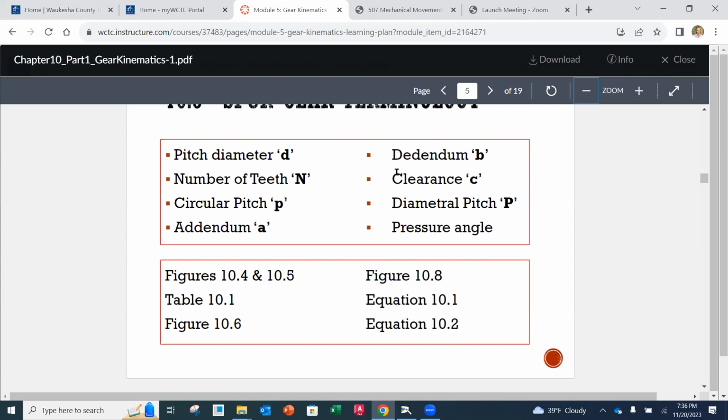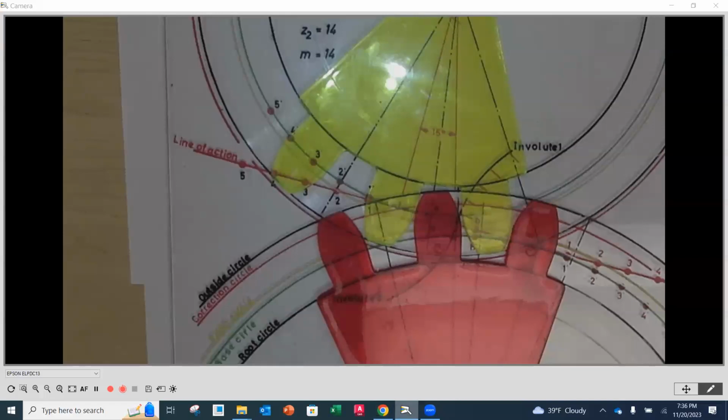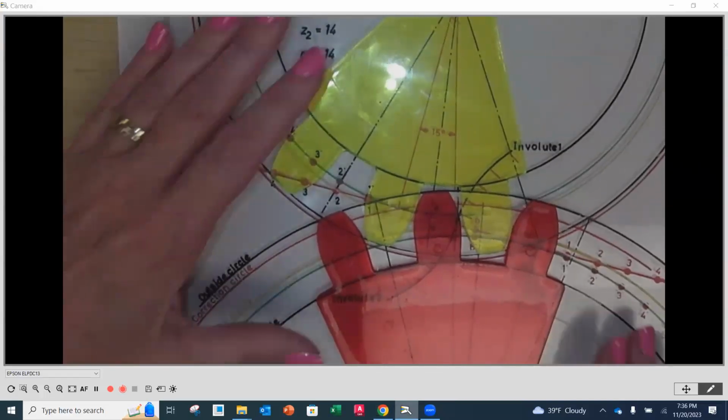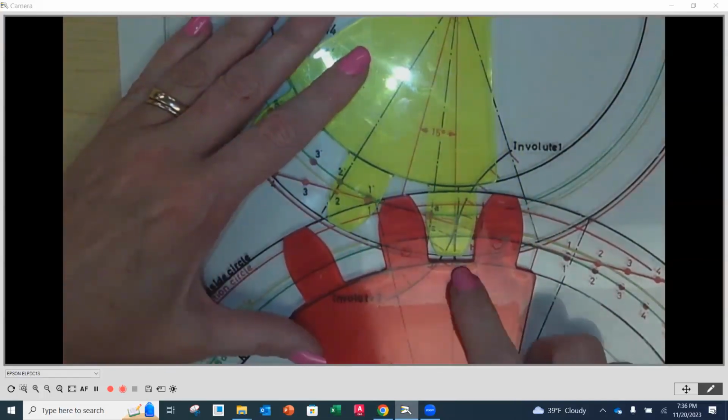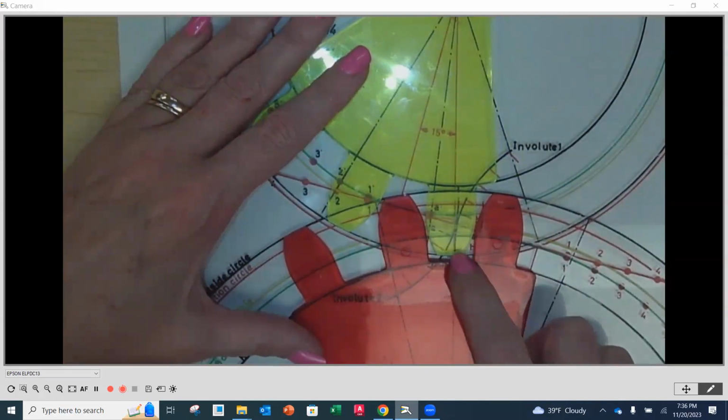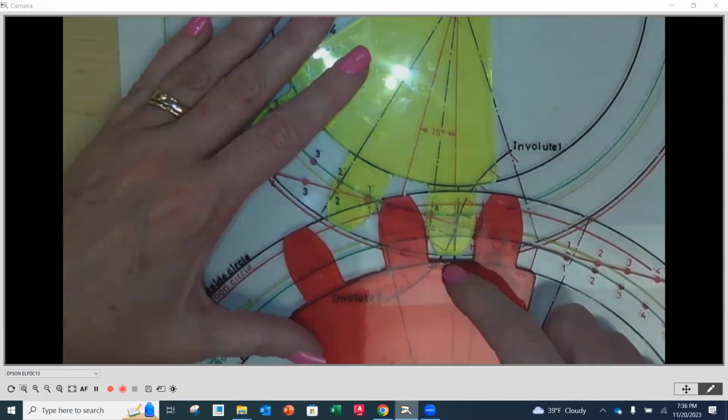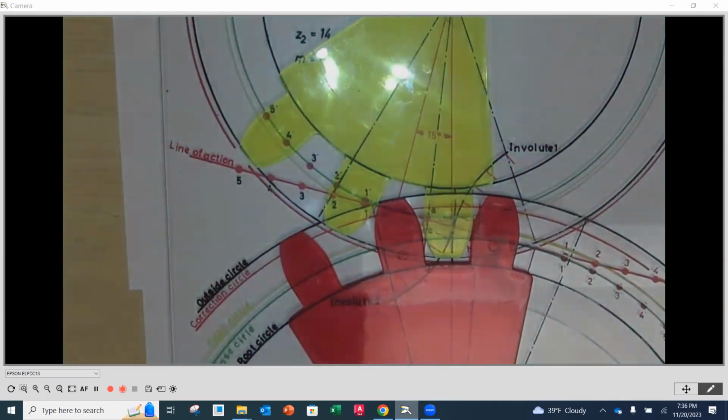Clearance, we didn't talk about clearance yet. I'll show you clearance. We don't end up calculating it, but it's important to know that it's there. So when I look at two teeth that aren't engaged with one another, right here is clearance. From the top of one tooth to the bottom of the other, that gap that's created is going to be the clearance, okay? And that's the difference between the addendum and the dedendum.